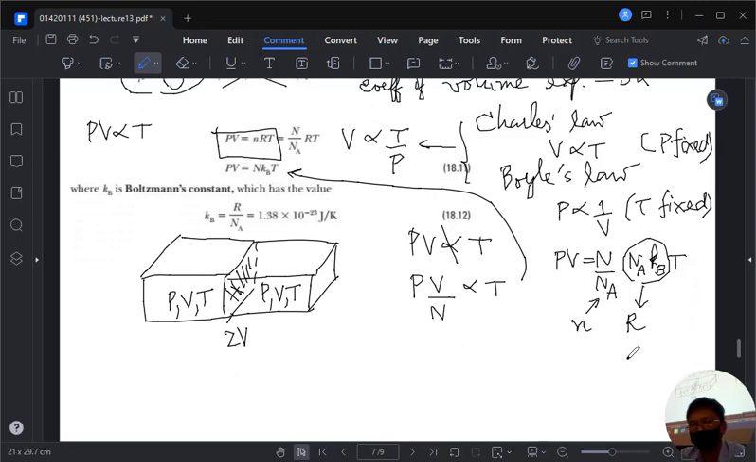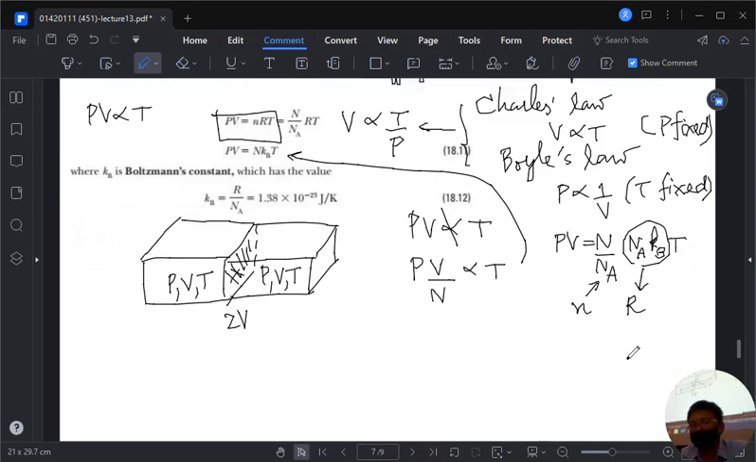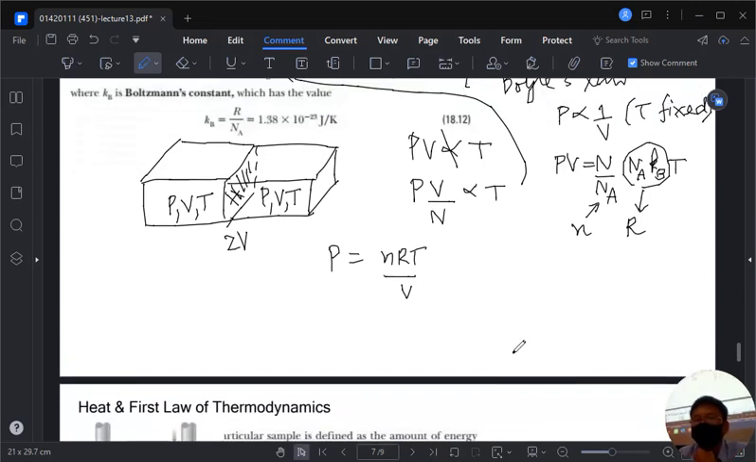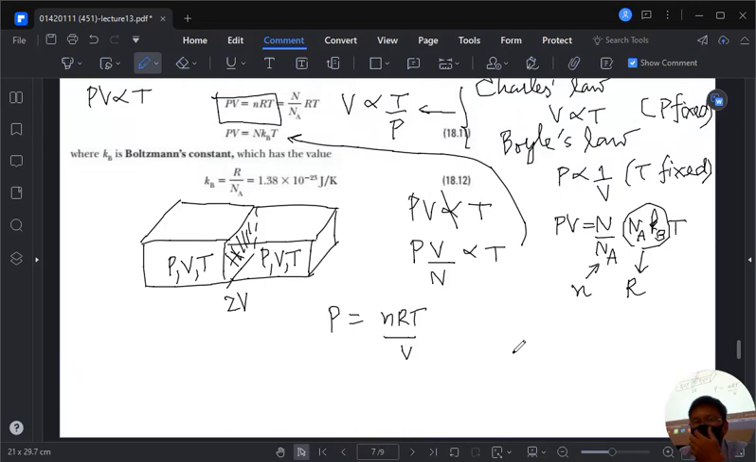You have to know that. We use it once in a while, but knowing it is not so difficult. Just memorize it. You could always flip it, for example. You have to know P is nRT over V, and so on. Anytime you want to look for some expression that you could use, you could go to this.